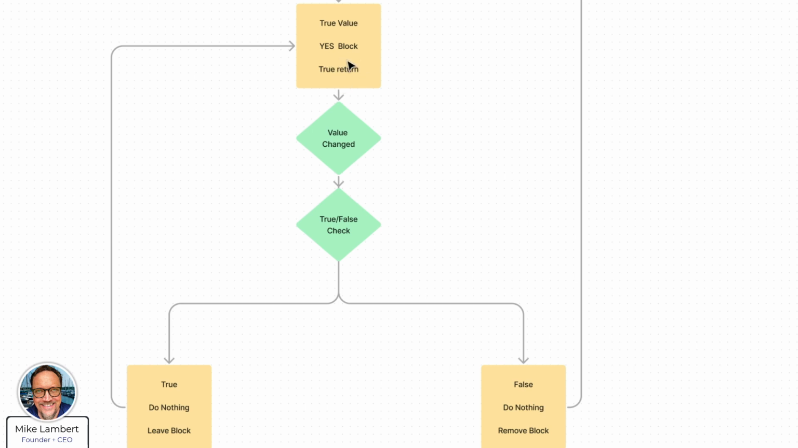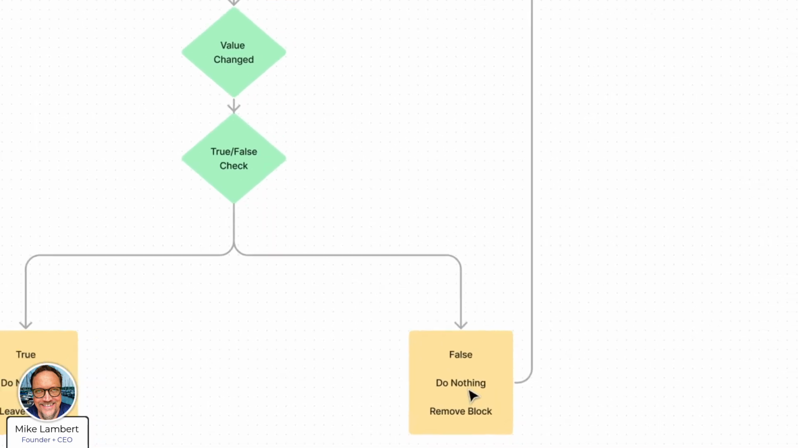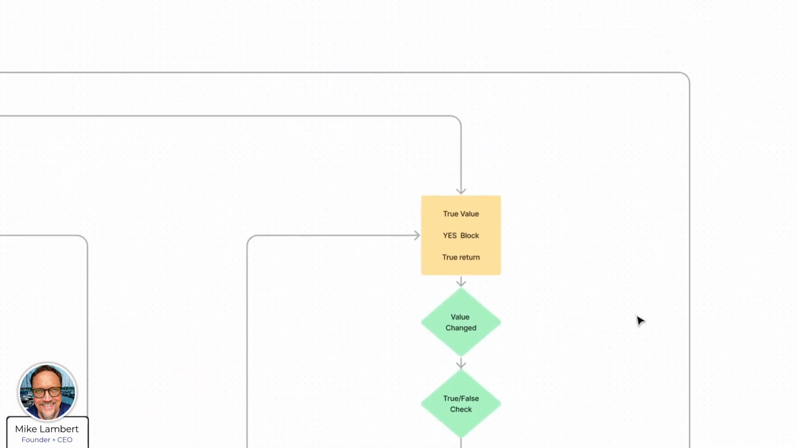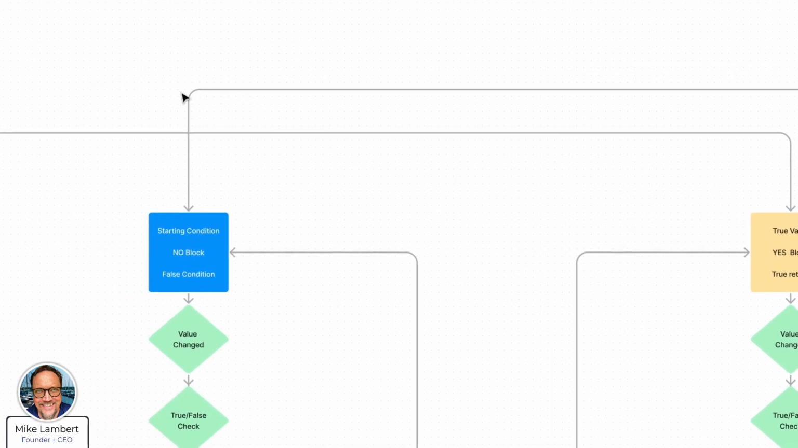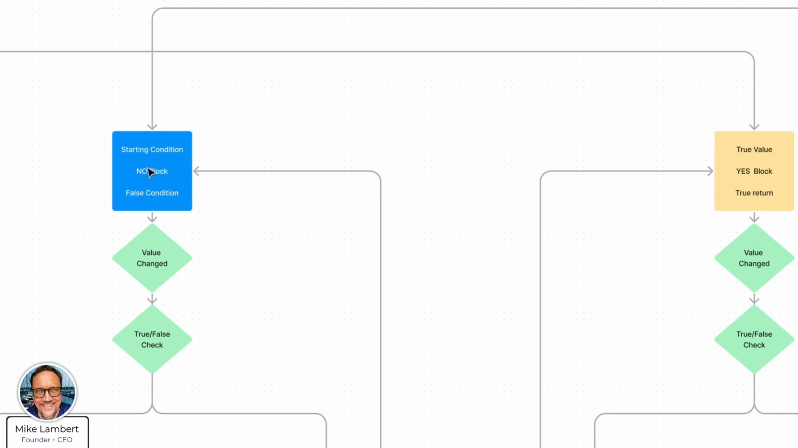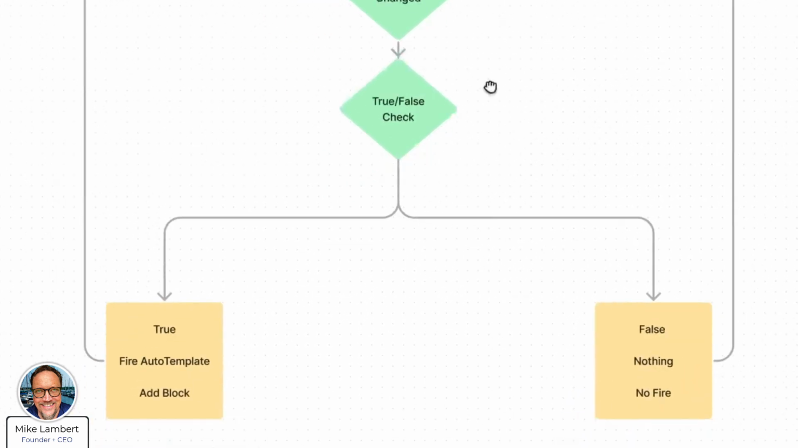But if they change the value, say, to red, we see the value has changed. We check it against true or false. Oh, now it's false. Okay, so now this doesn't match what my parameters are. We're still not going to fire the auto template, but what we are going to do is remove the block. So by removing the block, we follow this path, and we return to here, back to the starting condition. So now it's false. There is no block, and we wait to see. Every time it's changed, we check true or false, and we're now back in the loop.